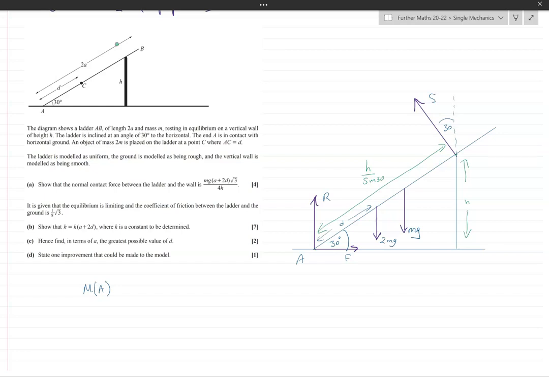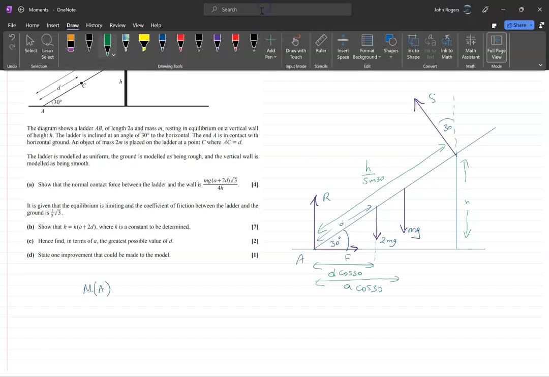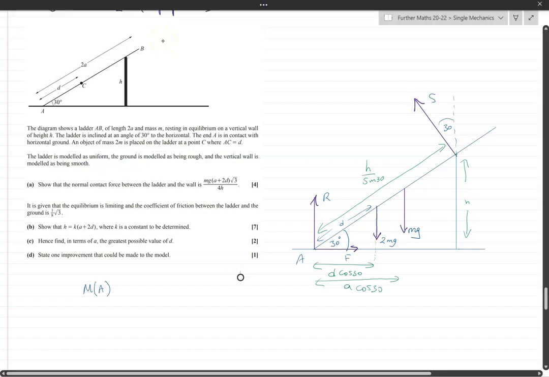The other perpendicular distances: the perpendicular distance to the 2mg weight is going to be d cos 30. And similarly, because the length of the ladder is 2a, the centre of mass is a along, so this length here is going to be a cos 30. So that should enable us to get a moments equation.